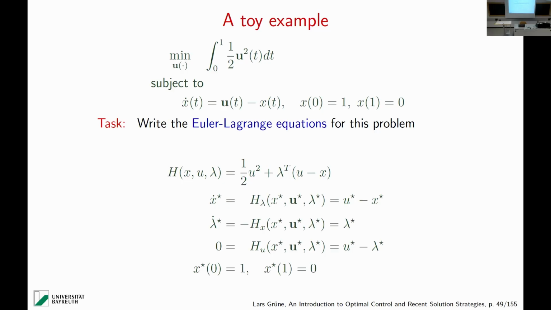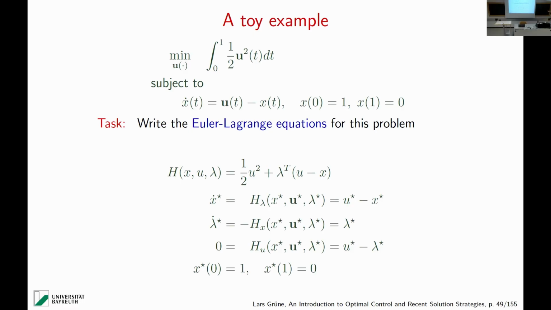And if you write down the Hamiltonian, which is 1/2 the integrand here, plus lambda times this right-hand side, the f here, u minus x, you easily can derive all these equations. What you see is that this takes a particularly simple form. You can easily write u star in terms of lambda. The lambda equation is also very simple. You can solve that explicitly. It's just exponential of t times the initial condition.